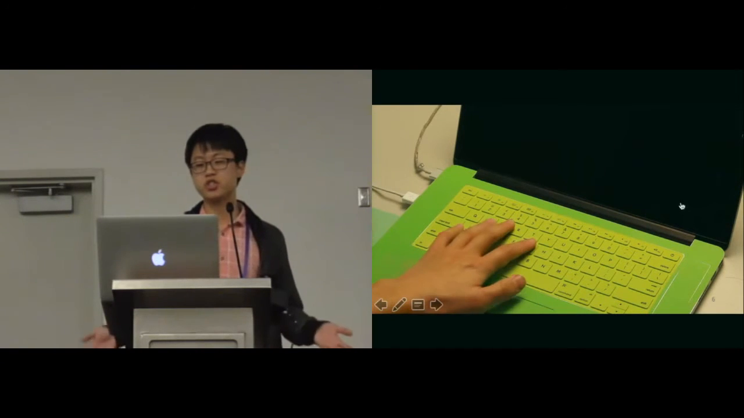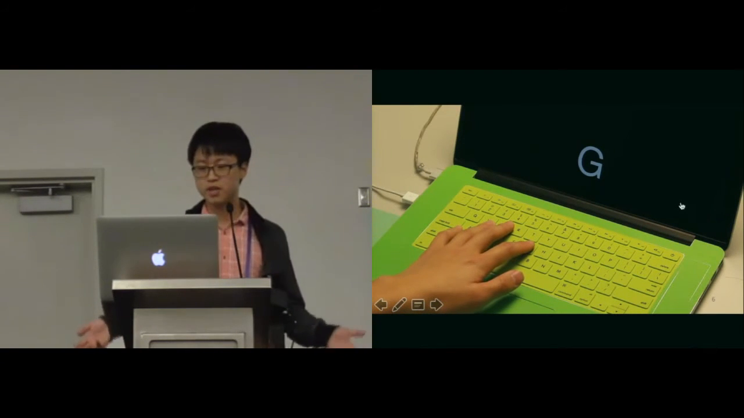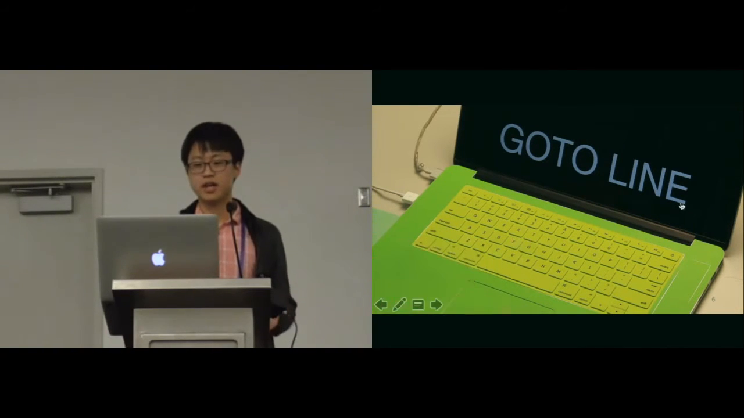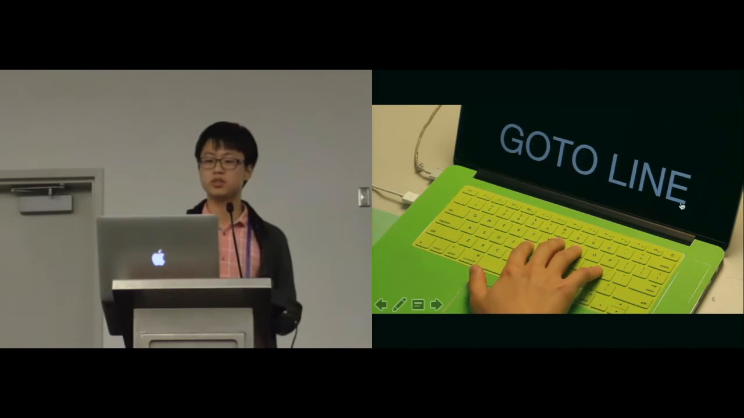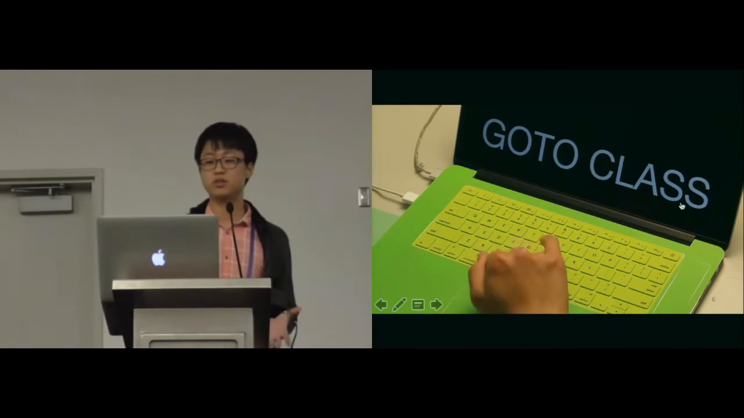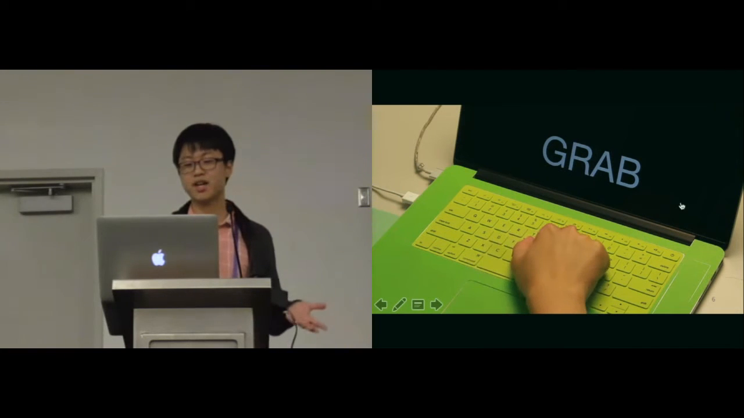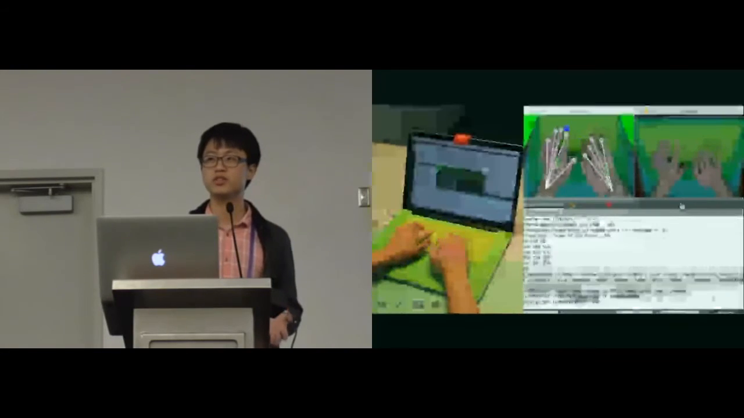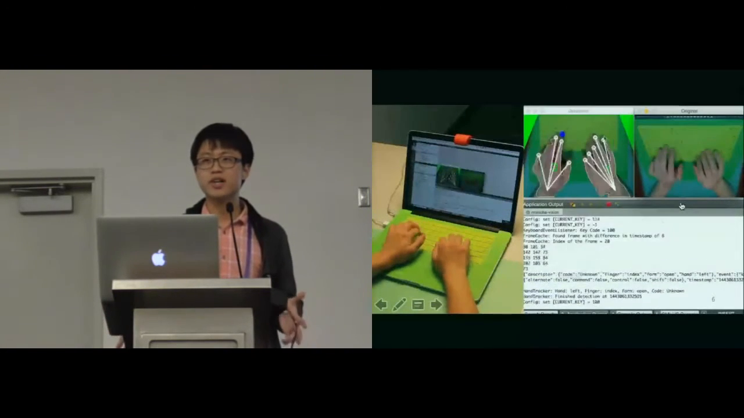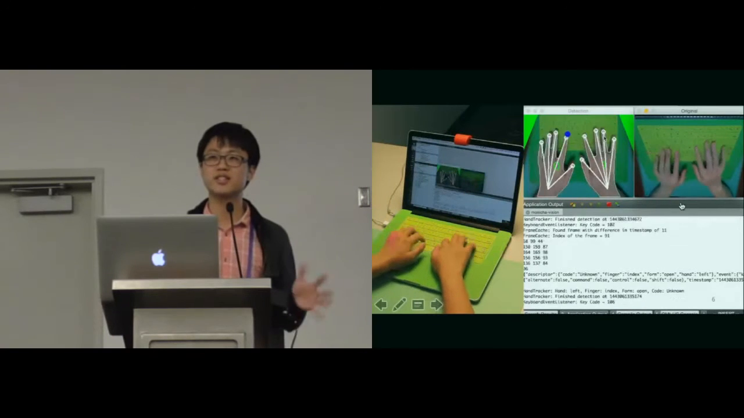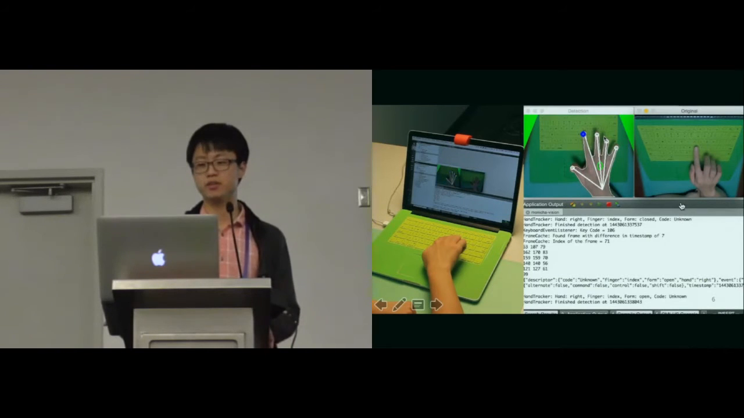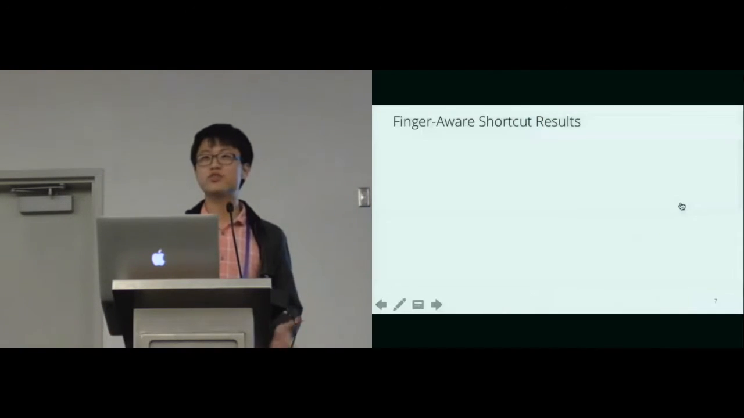For example, when pressing G with your index finger as in touch typing, you simply enter the letter G. When using a closed hand, you issue go to line. When you use the right hand and different fingers, you can issue go to page, go to class, or grab, depending on which finger and what hand posture you're using. Our system recognizes what kind of hand posture you're using to press the same key, making all these keyboard shortcuts instantly available.